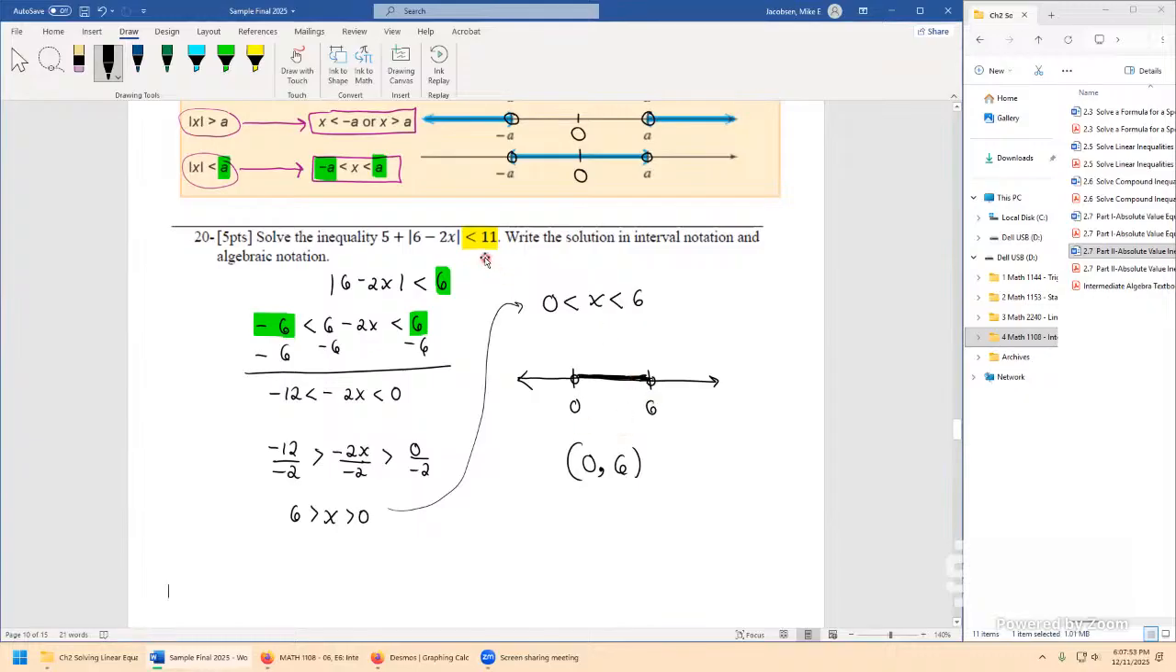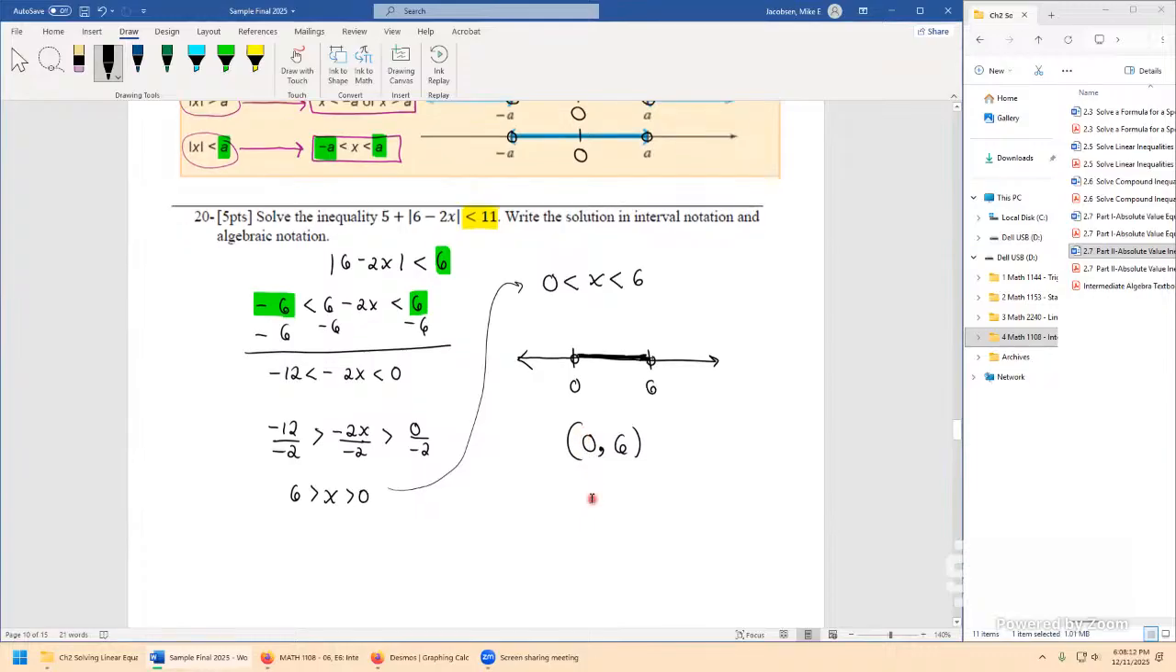So again, watch out for the direction. If this was a greater than, we'd have split up the equation differently, and the number line would have had two different branches. So we would have had something like, say, -infinity to 0, 6 to infinity, changing around that direction. Well, let's go off to the next one.